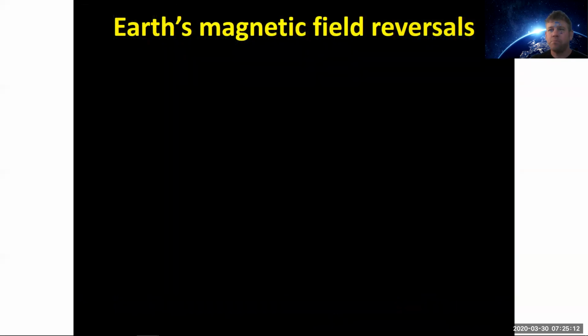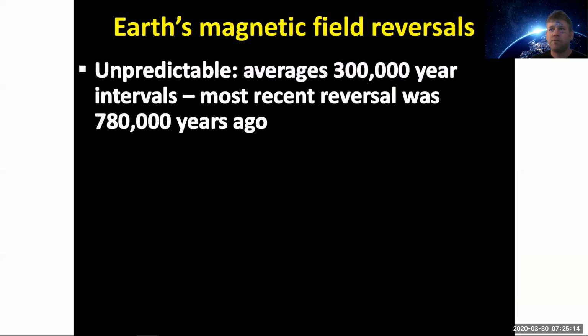All right. So, Earth's magnetic field reversals. When we look at this, what we're going to see is that it is unpredictable. It averages about 300,000 years. Our most recent reversal was 780,000 years ago. So again, we're due for one of these. Now, is there a time frame where this is going to happen? I didn't do that research.